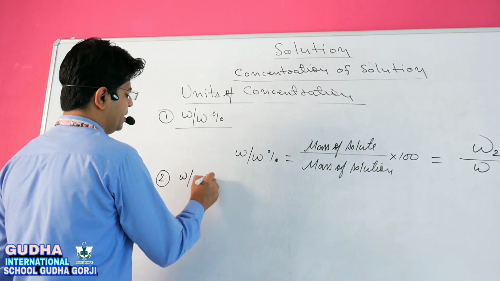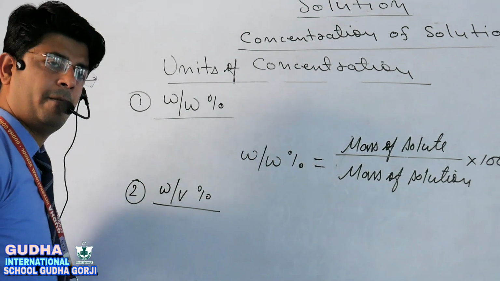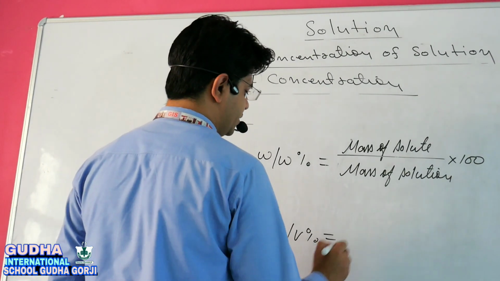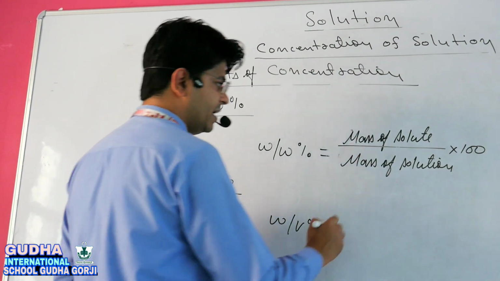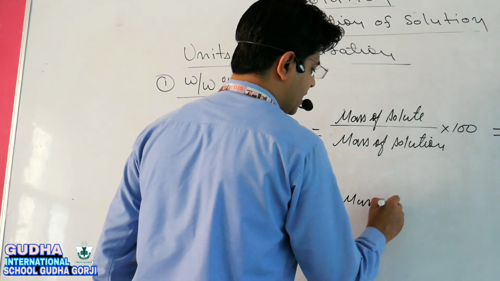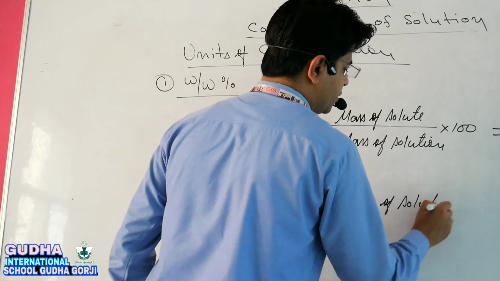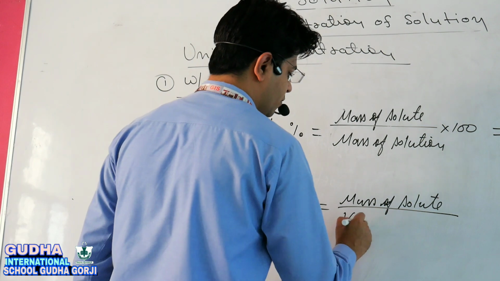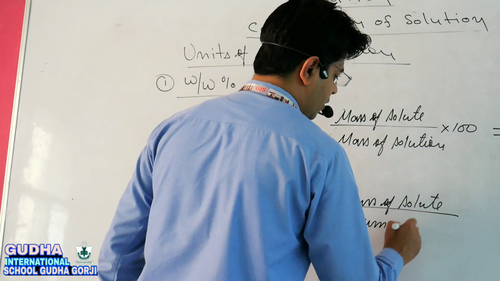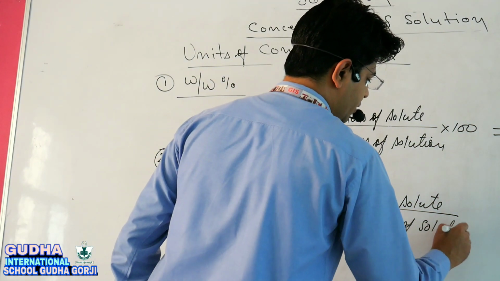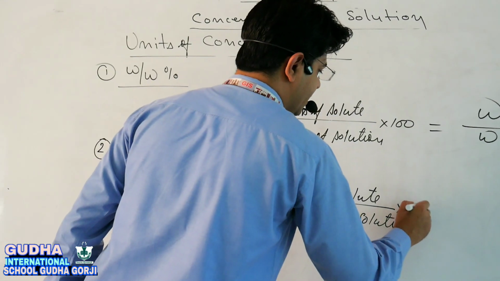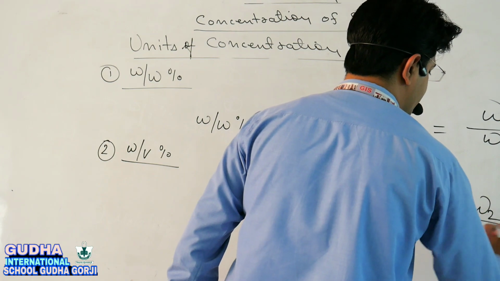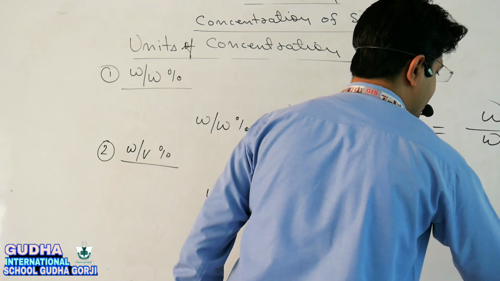Now second, W by V percent. W by V percent equals, W means mass, mass of solute upon volume, V means volume, volume of solution, multiplied by 100. Symbolically we can write W2 upon V multiplied by 100.